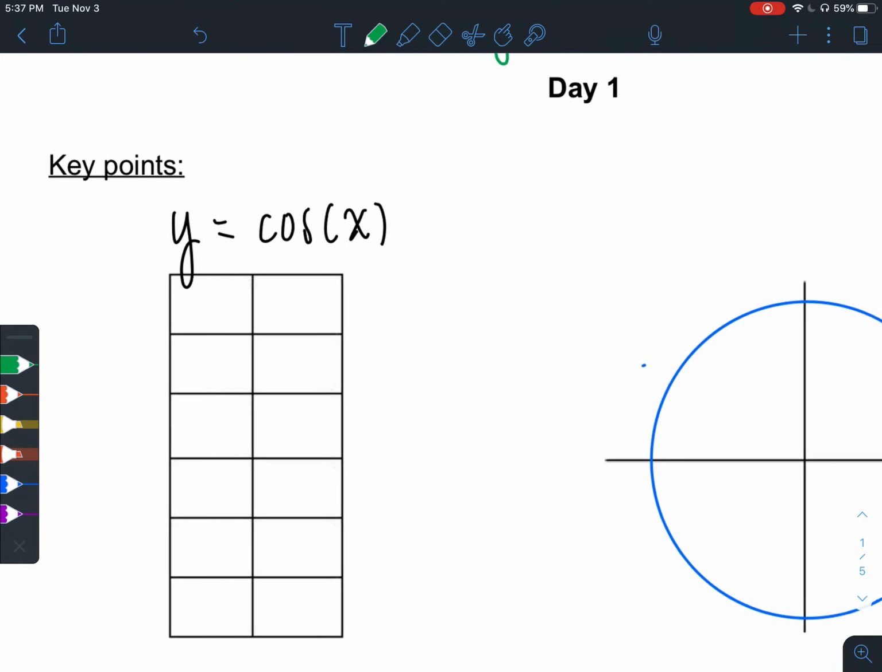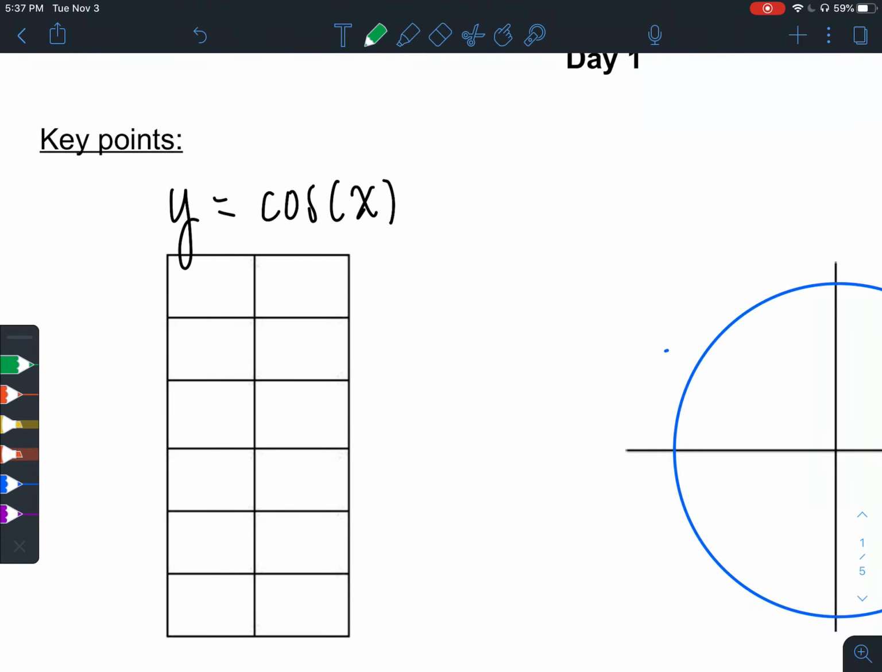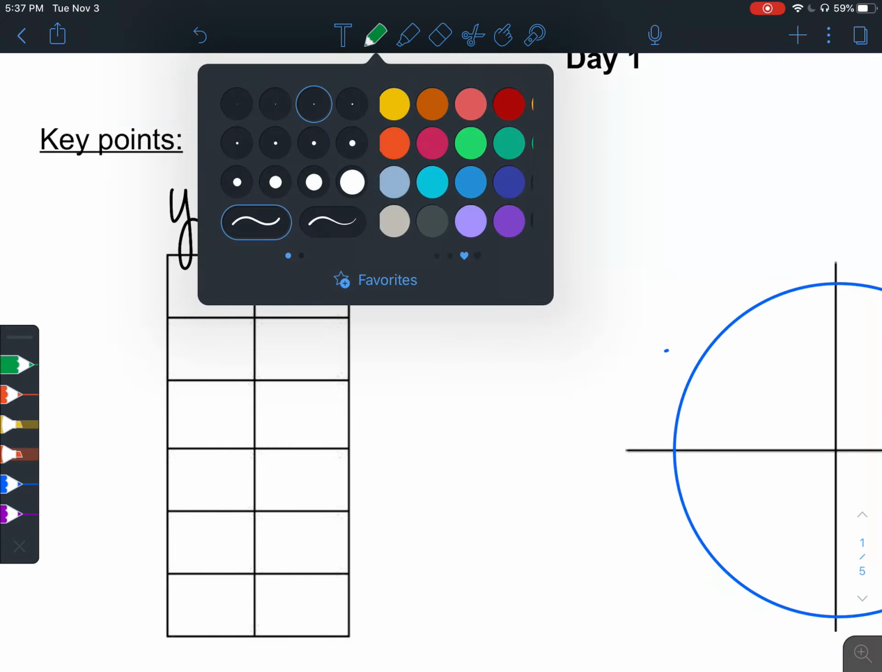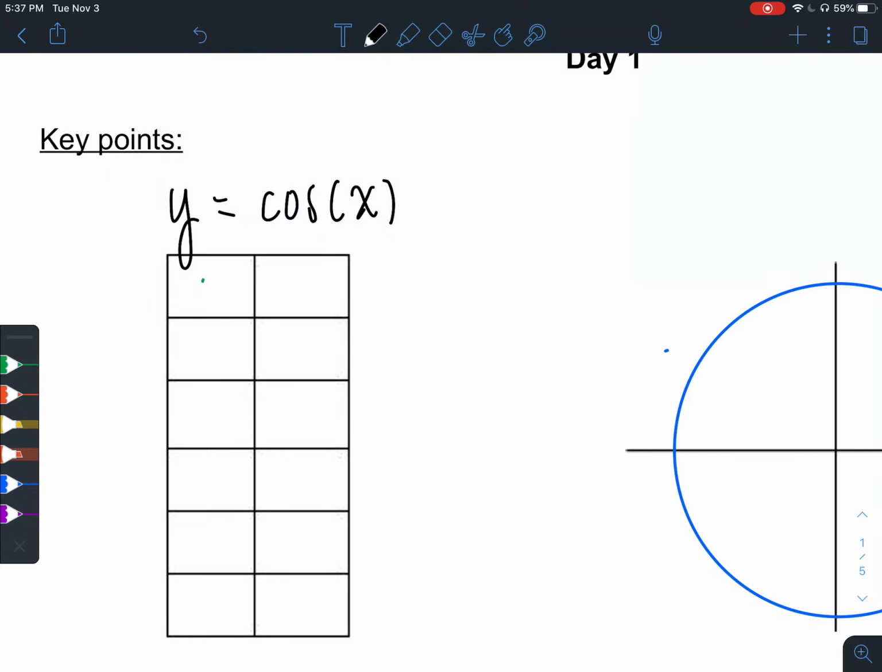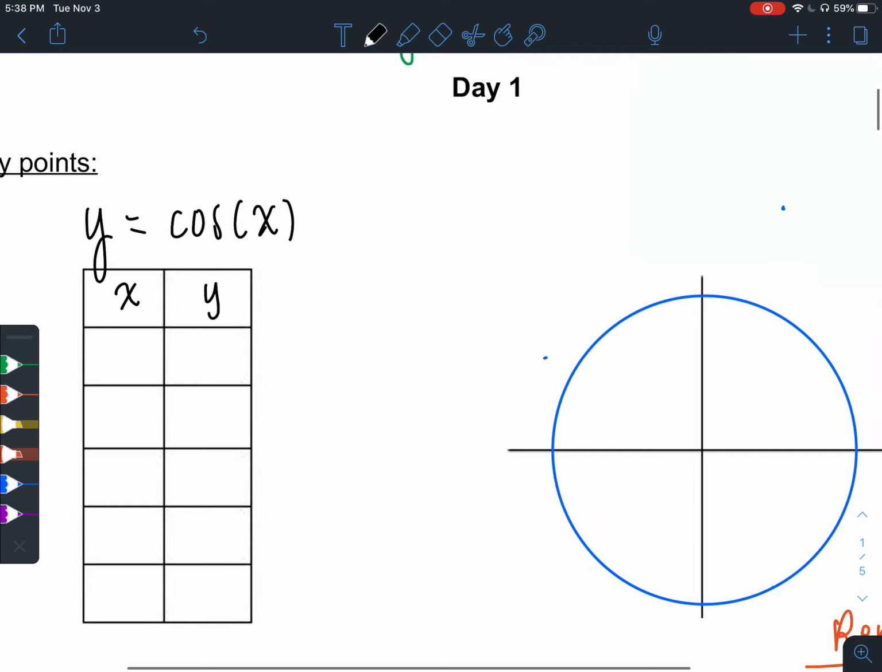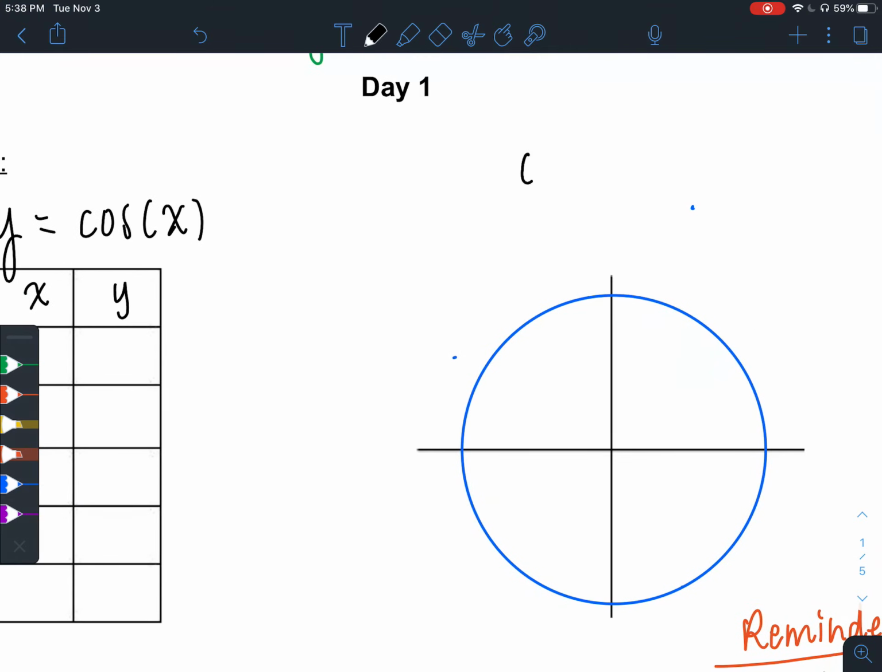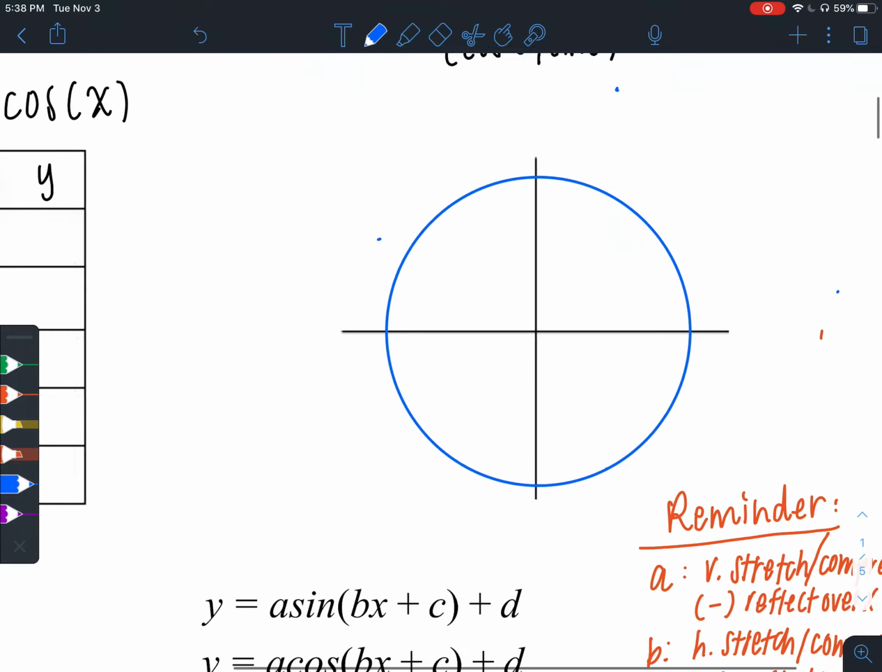Okay, I just picked any old graph, y equals cosine of x. And so then we have our x and y, and then we're going to fill in this table. These tables are going to be really important. And I do want to remind you that we have x is cosine of theta and y is sine of theta. So I'm going to go ahead and fill in this unit circle.